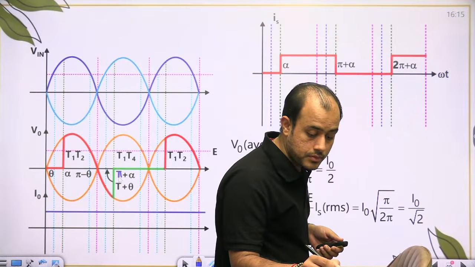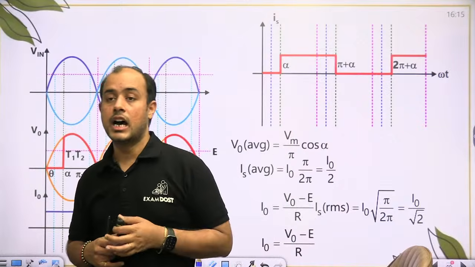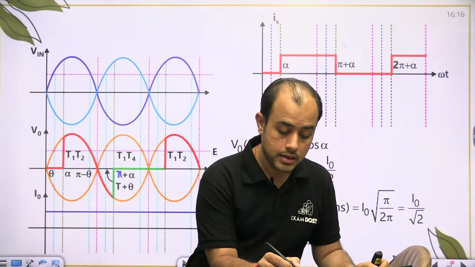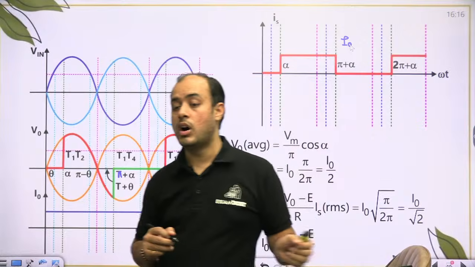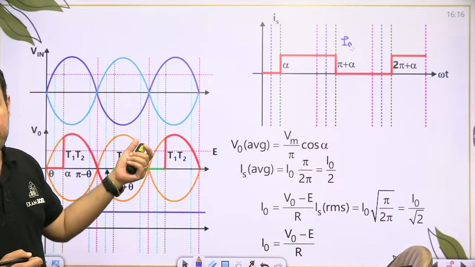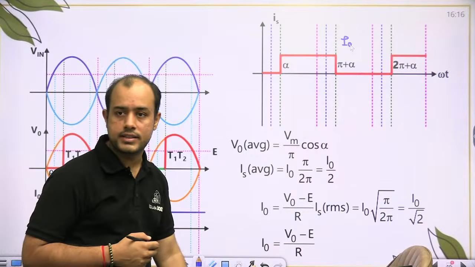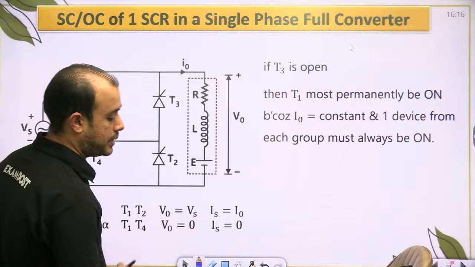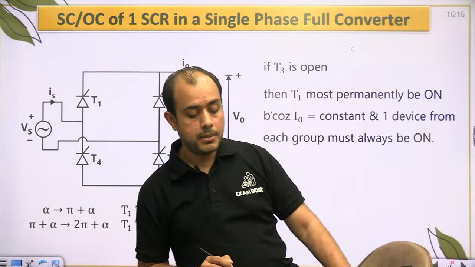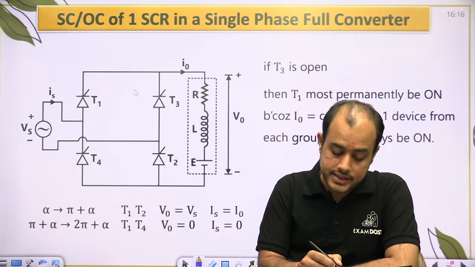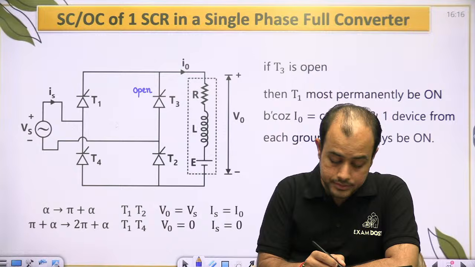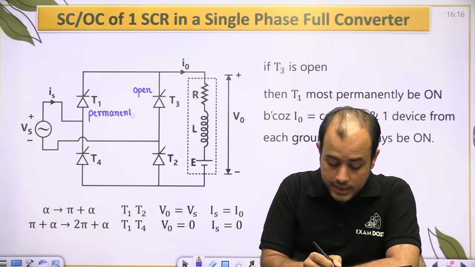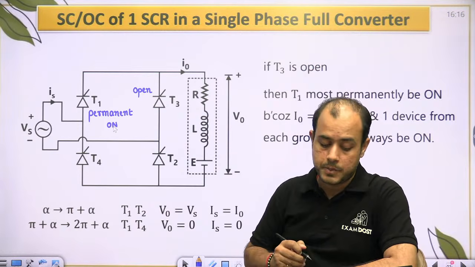Okay? Now Is from alpha to pi plus alpha is I0, pi plus alpha to 2 pi plus alpha it is 0. So average current will be I0 by 2, RMS will be I0 by root 2 and average voltage is Vm by pi cos alpha. Next, if T3 is open, T1 has to be permanently on. So it is same as the previous case.